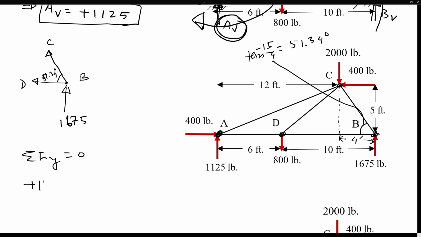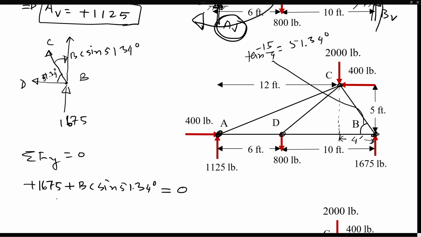So plus 1675 plus BC sine of 51.34 degrees. So that is the Y component of the BC force. That's BC sine 51.34 degree. There is nothing for BD because that's at 90 degree and everything summed to 0. So we can calculate BC here.